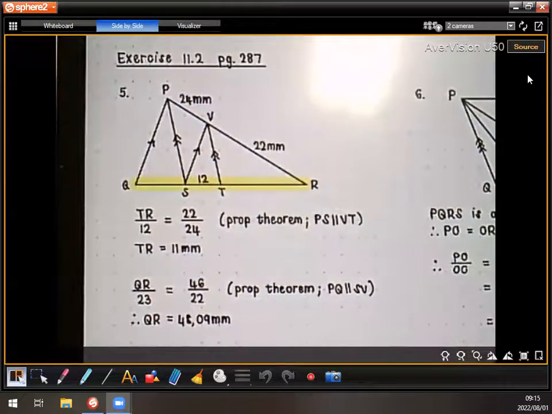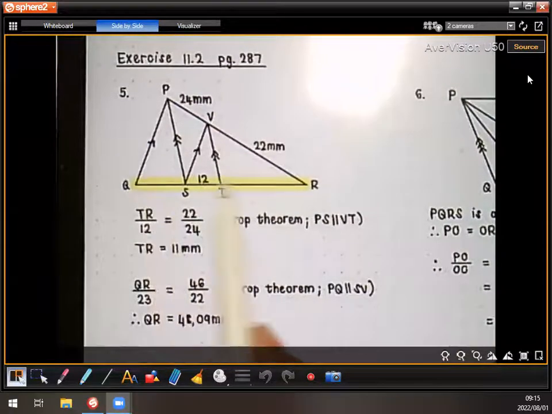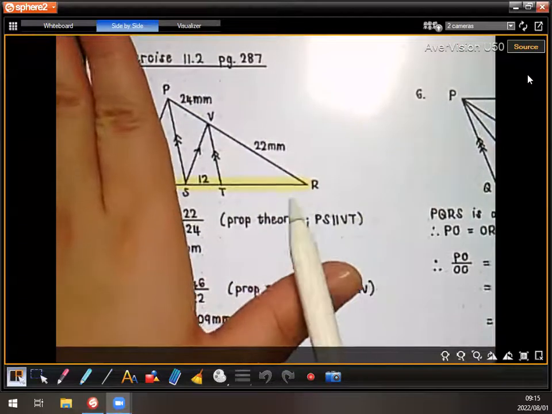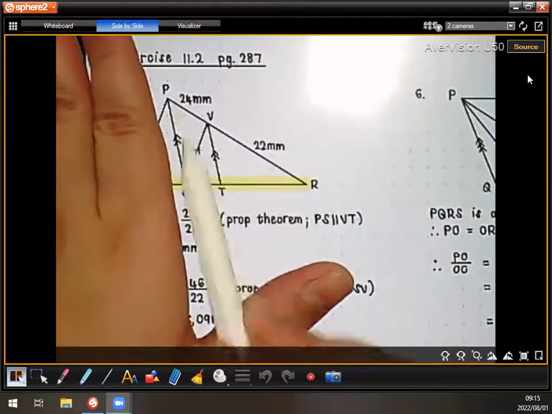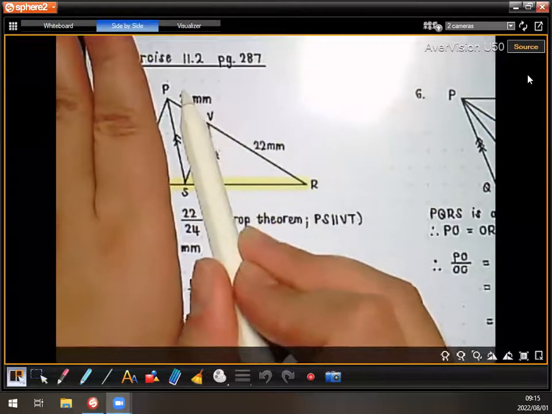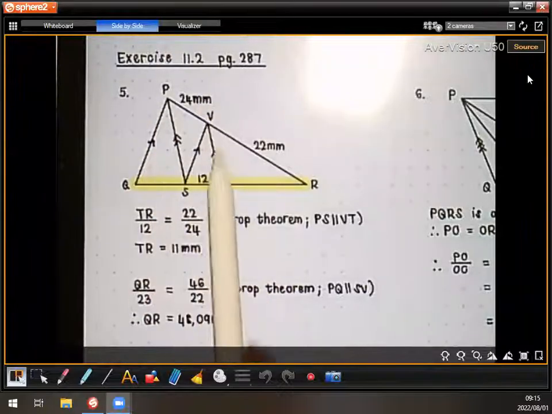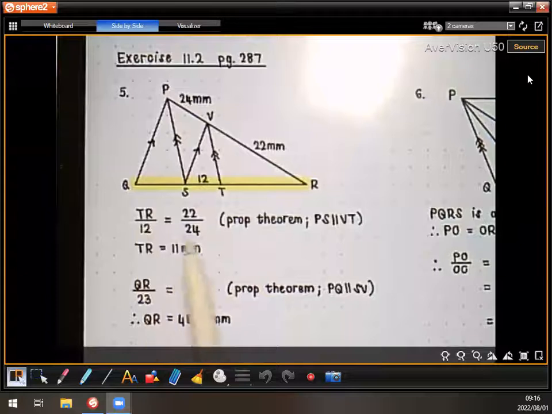There's a lot missing there. We don't know what QS is, we also don't know what TR is. So I decided, let me look at this triangle here. Do we agree that we can calculate TR quite easily if we're working in this triangle, because we have those two parallel lines? So TR over 12 is going to be 22 over 24. That's what I did for the first one. Top theorem, PS parallel to DC. With TR on its own, you need to multiply that fraction by 12, and you will get an answer of 11 millimeters there.